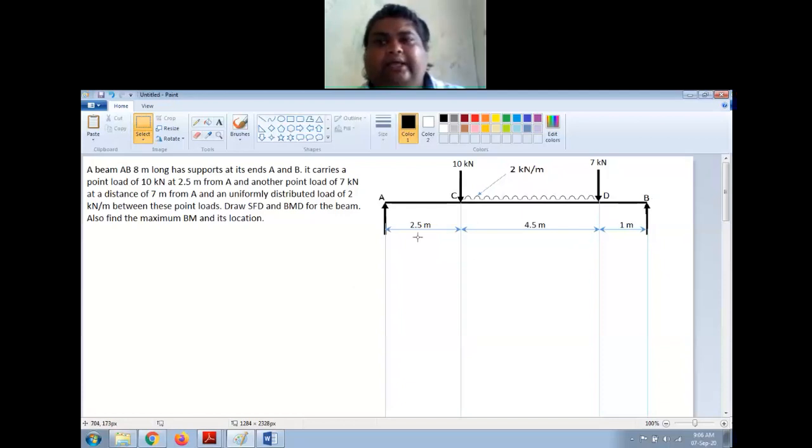Now, like any other problem, we have to start with finding the support reactions. Now, this is not symmetric. All the problems we had seen so far were symmetric, so finding the reaction was very easy. You just had to find the total force divided by 2. That would be the reactions if it is symmetric. But now it is not the case. This is an asymmetric numerical, so we will have to use our conditions for finding the support reactions.